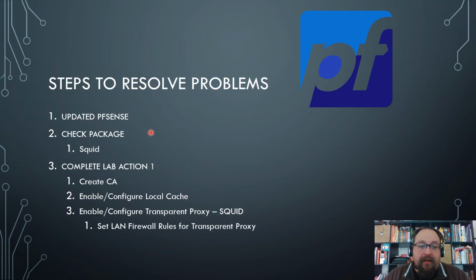So we're going to start by checking our package, creating a certificate authority, and enabling local cache, and we'll actually get to see that in action. It's virtualized here on my machine, so it may be a little faster than a live network, or enterprise network, or production network as they really call it. Then we'll enable and configure our transparent proxy, which does not require the client to be configured, and basically makes it so you cannot bypass it. And we're going to set LAN firewall rules to help us configure that transparent proxy.